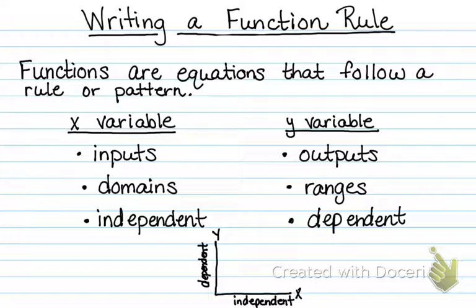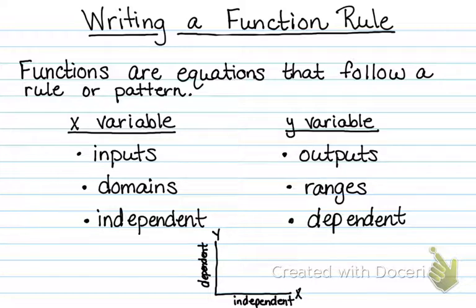But to be a function, you have to have some inputs and outputs. So we have an x variable and a y variable when we are talking about functions or coordinate pairs. And our x's have other names they may be called by: inputs, domains, independent, and we'll talk a little bit more about that. And then y variables can be called outputs, ranges, or dependent.